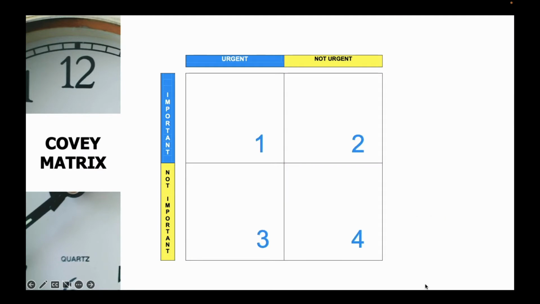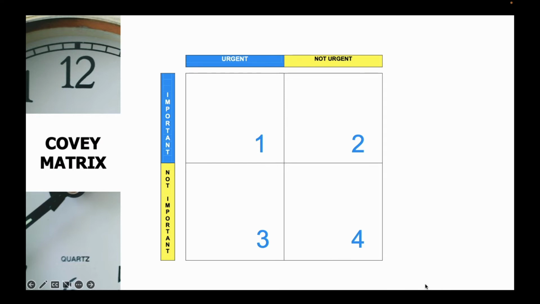quadrants. So basically, the model says, I think this is also called the Eisenhower method, but Stephen Covey certainly sort of promoted it in his book. And he says basically tasks are either urgent or not urgent, or they're important or not important. And as a result, you end up with these 4 quadrants.